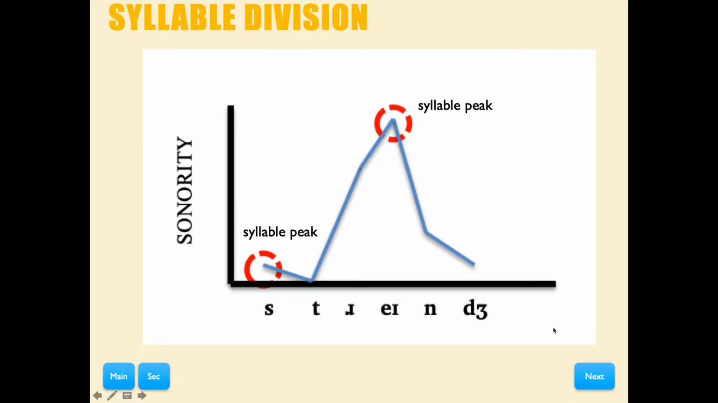Now, if you look at this other example, the word strange, this is a problem for the sonority scale explanation, because you have here 2 sonority peaks, 2 syllable peaks. Clearly, the fricative s is more sonorous than the plosive t, and the vowel a is more sonorous than the other elements in this word.